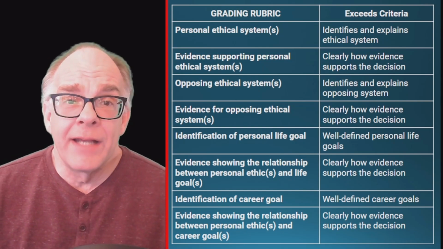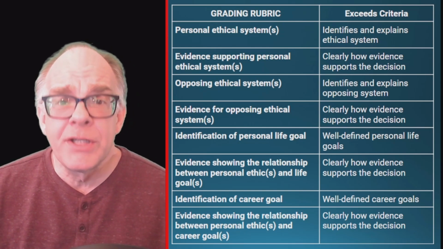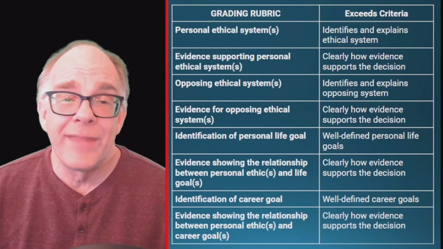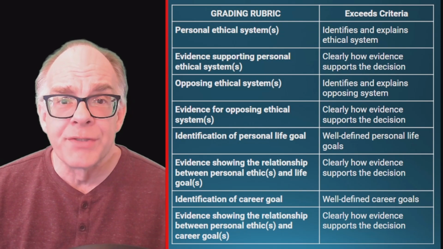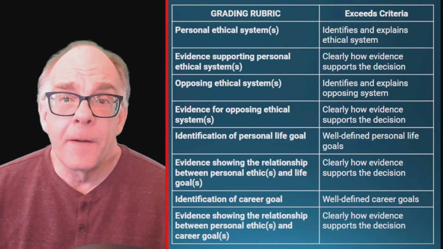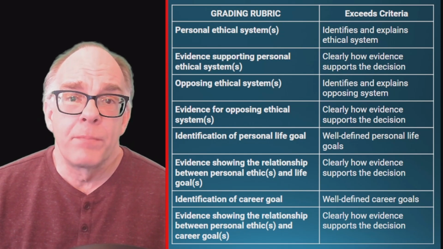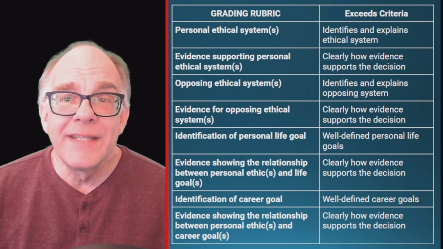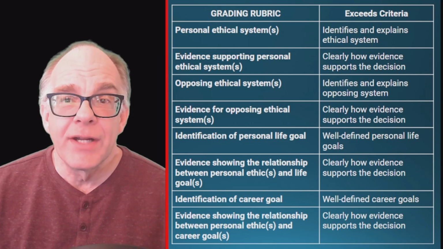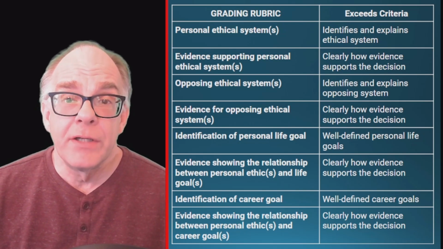And again, I recognize that our goals change as we go through life, but the only way we're going to be able to achieve our goals is to have an idea where that target is, an idea where it is that we're going. If we have clearly defined goals, we can figure out the path to get there. And so having those well-defined personal life goals and well-defined career goals, and then like we had previously, what is the evidence or the explanation as to how you feel that your ethical system will impact you on achieving your life goals and achieving your career goals.